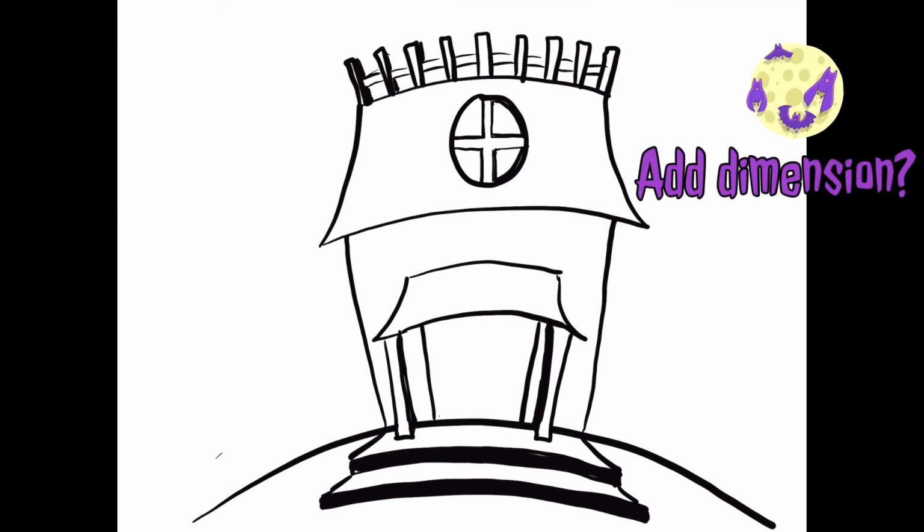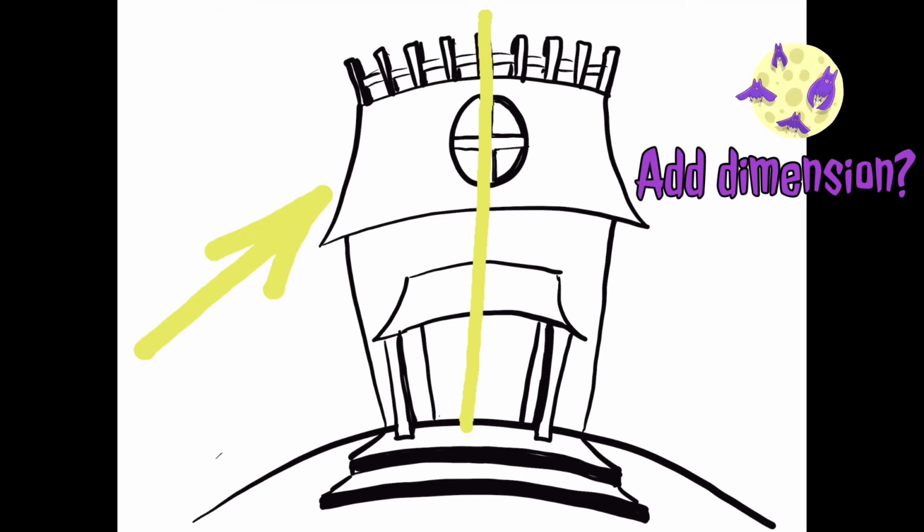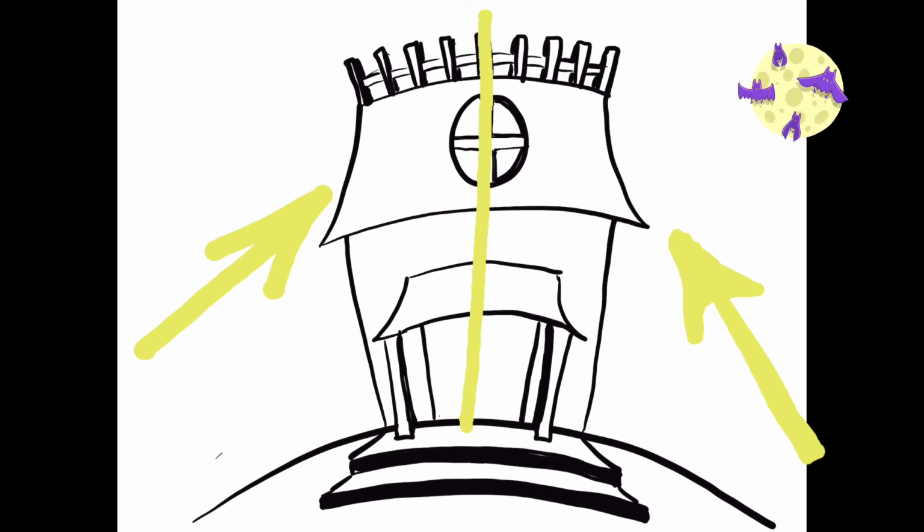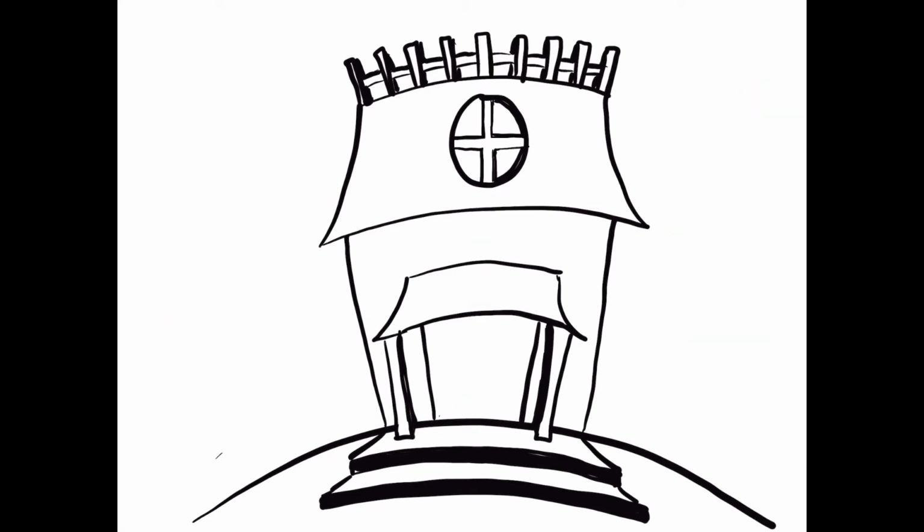Want the challenge of adding dimension? Think of a line down the middle. Every post that is closest to the center line will get a side to it. That's how you know which post you can see two sides from. Add that darker line and it will help your fence pop out of the page.